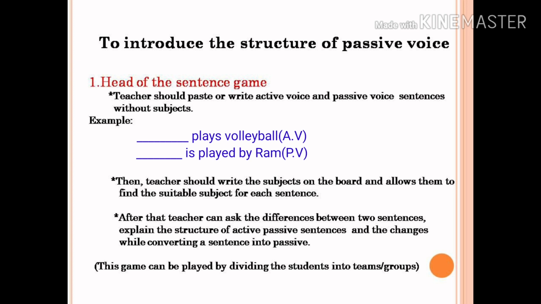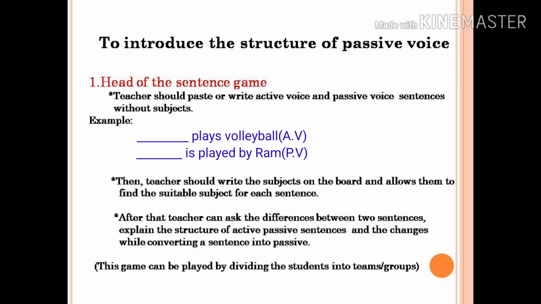Look at the first sentence. Dash plays volleyball. Here the subject can be Ram. So students should select the subject Ram. Like that, students should select the subject for the passive sentence. After that, the teacher can ask the differences between the two sentences, explain the structure of active and passive sentences, and the changes while converting a sentence into passive.